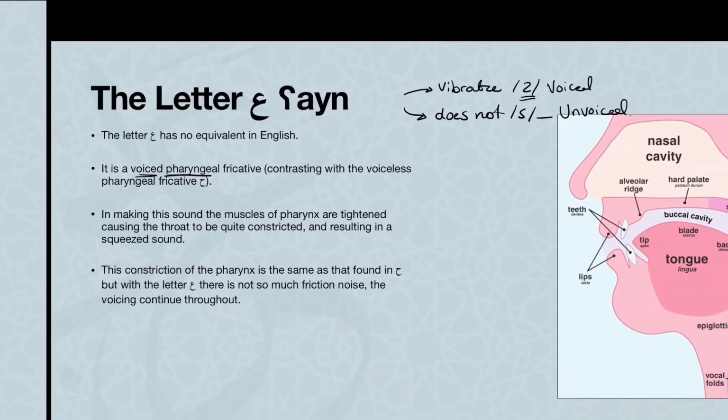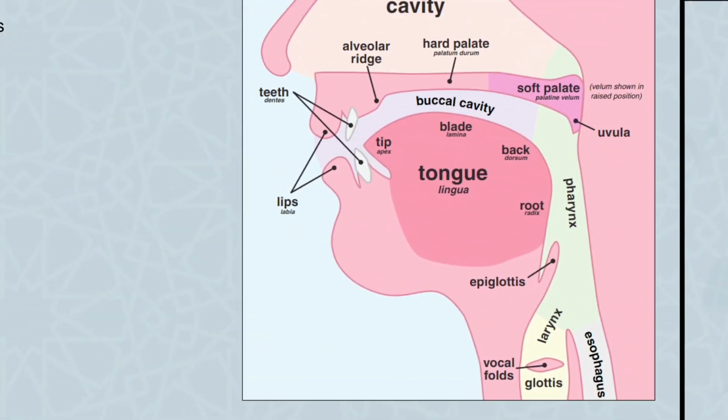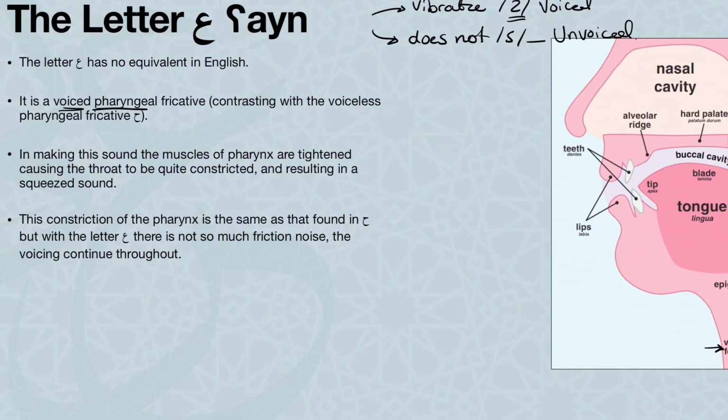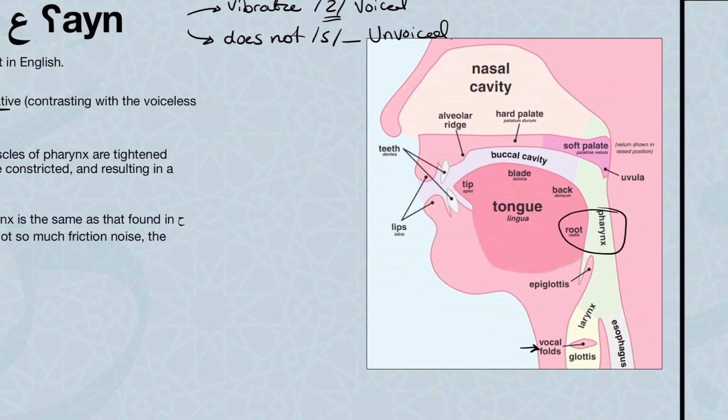So, what do we mean by pharyngeal? Pharyngeal, if we look at the diagram or the image here, we notice that there is the pharynx. The pharynx here is basically where your throat is, the fleshy part of your throat. And it says that it's basically a voiced, so there is vibration going in the vocal cords, and the sound is majorly in the pharynx. And the third word was fricative. Fricative is from friction basically. So basically there is some friction happening in this area that produces the sound ain.